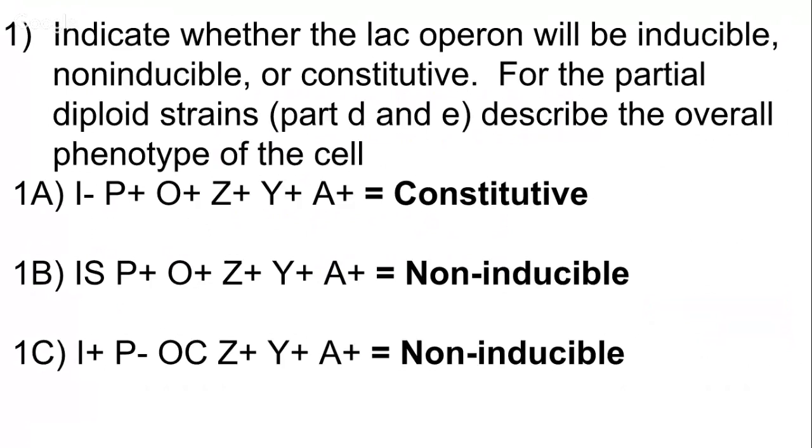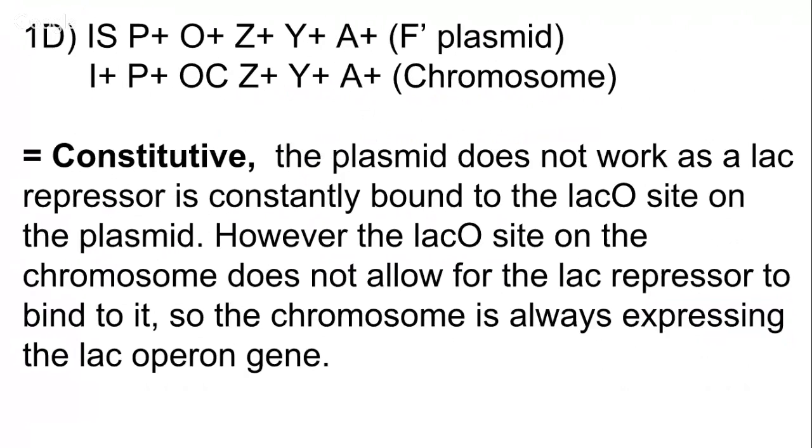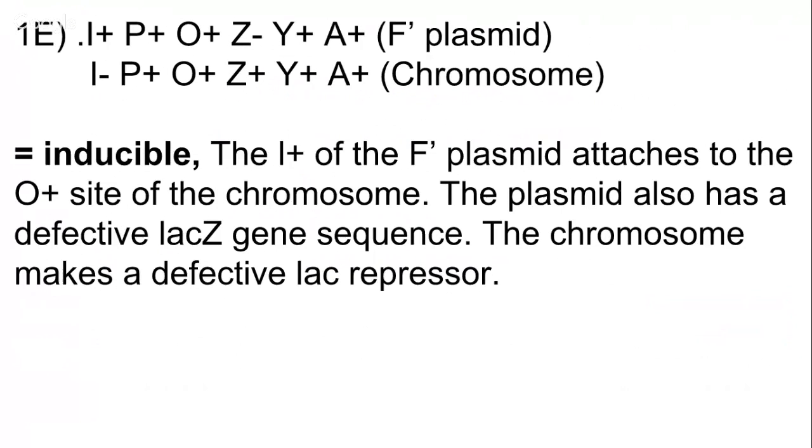For part C, it's going to be non-inducible because the promoter site, which starts the expression of the lac operon, is not working. For part D, it is going to be constitutive, and I don't need to read my reasoning why. It'll just help you guys grade it faster. And that's kind of the reasoning and also the phenotype, or what's going on in those things. For part E, it's going to be inducible.